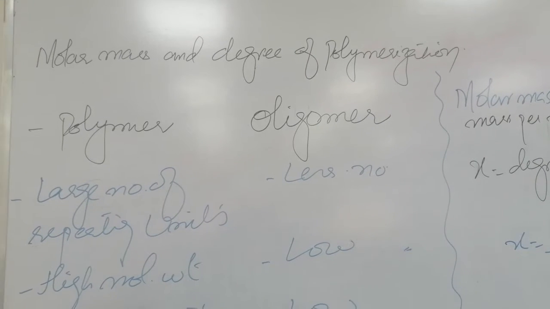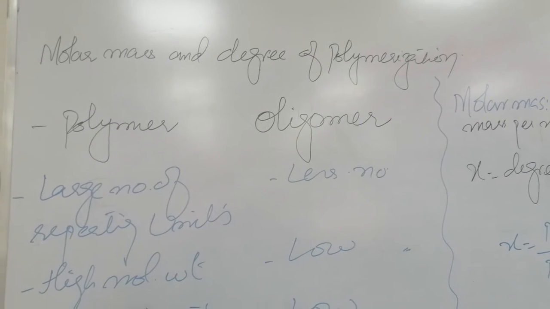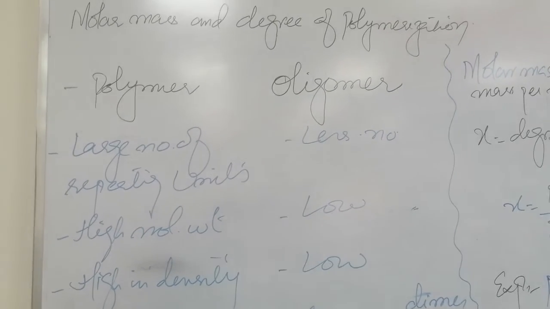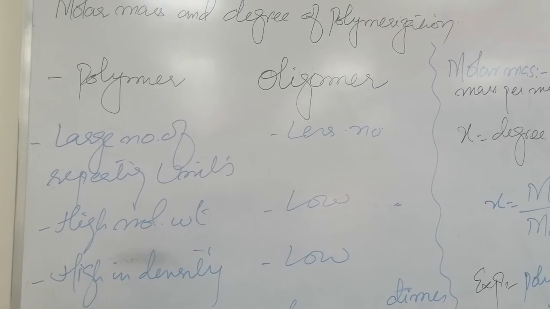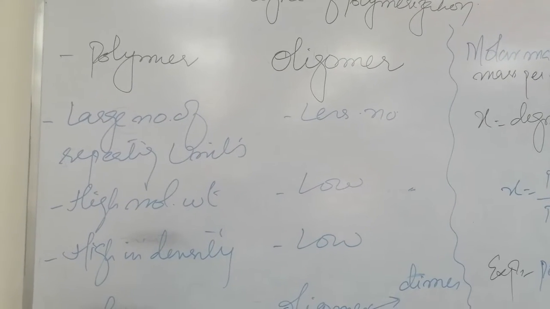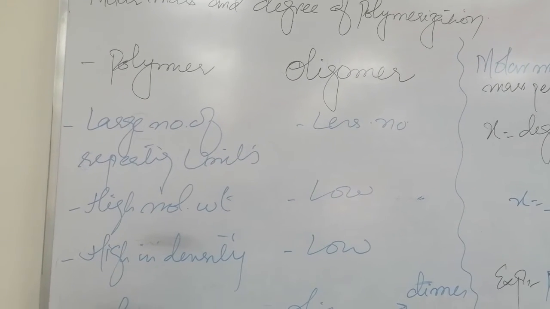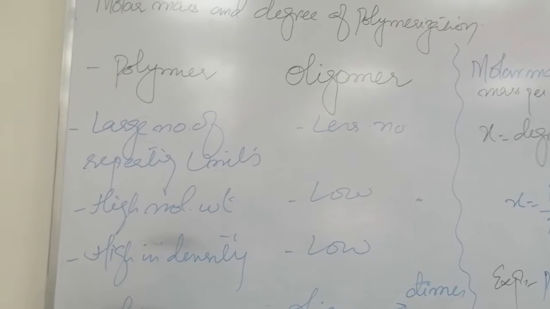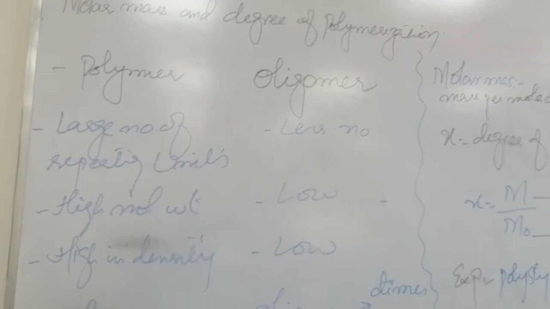Today we are going to discuss molar mass and degree of polymerization. To understand them, we need to first learn the difference between polymers and oligomers. Whenever we do polymerization, polymers of different sizes and chain lengths are formed. Usually the long chain polymers have a large number of repeating units, while we also have smaller chain polymers.